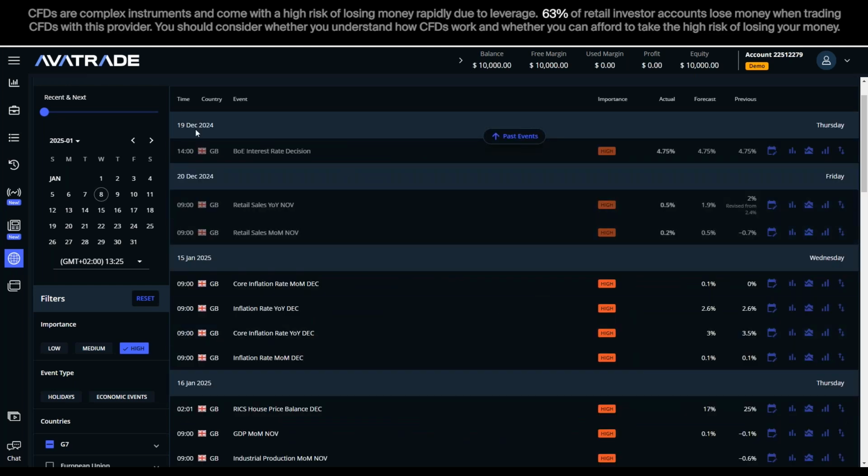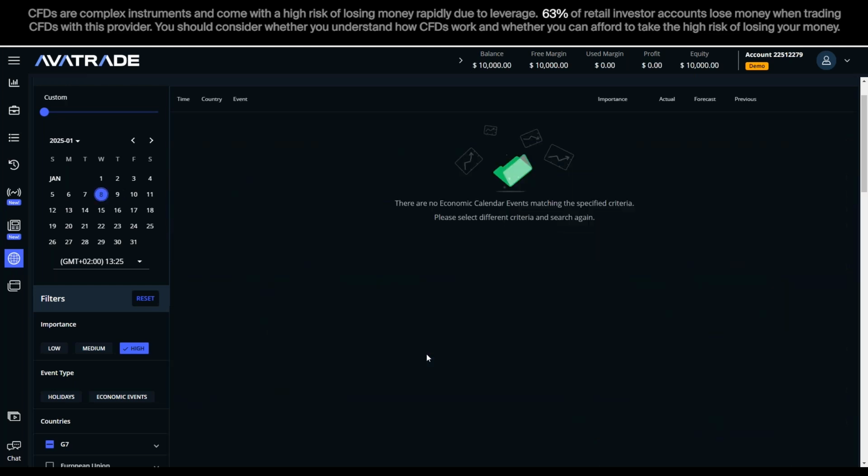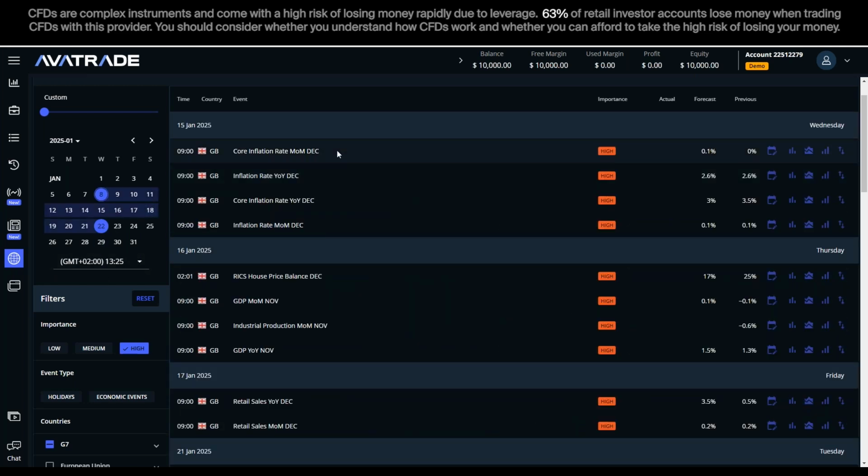And now it's showing me, let's click on today. Okay, so today we don't have anything, but if I click on today and then I click on maybe 2 weeks forward, then I'll see all the upcoming events. And we can see that the core inflation rate is on the 15th. Okay, and if I want to follow this, or maybe the inflation rate, what I can do is I can add it to my calendar.